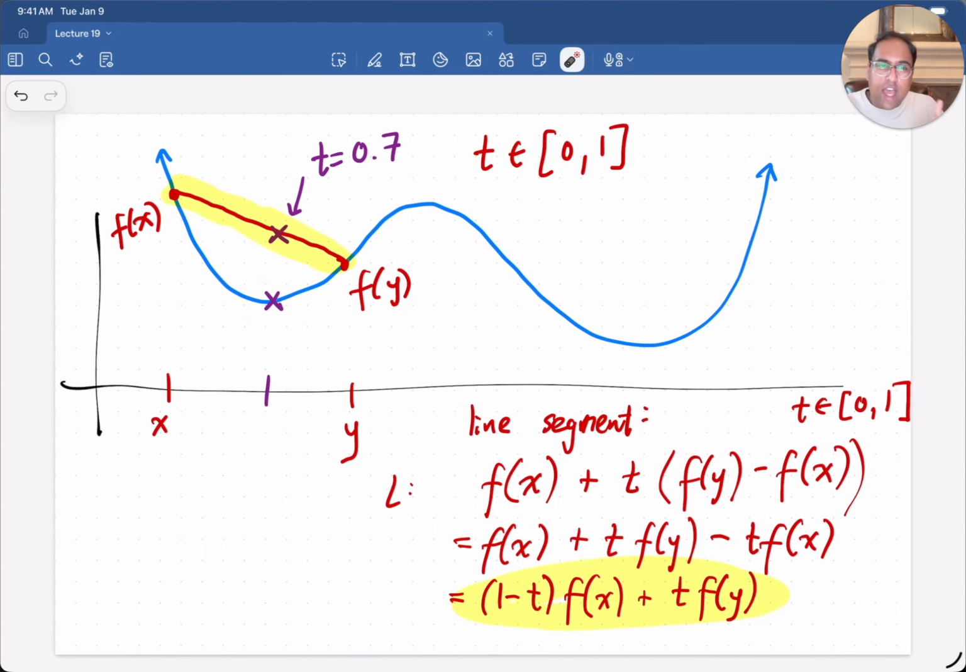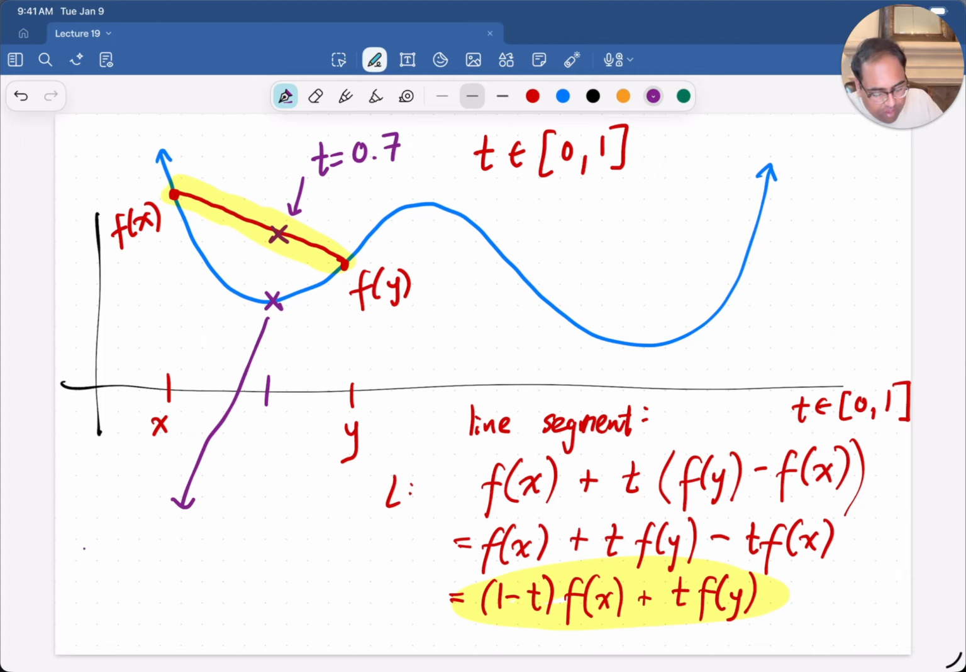And hopefully it's not that much of a stretch to call this point here f, right? It's something on the function, so it's going to be f of something. I want to call this f of (1 minus t)x plus ty.